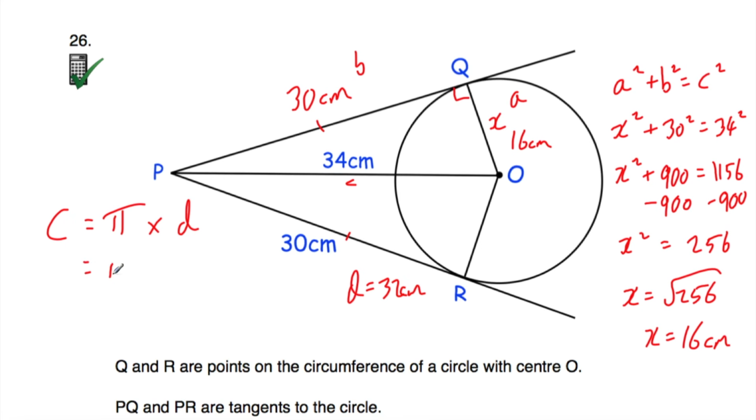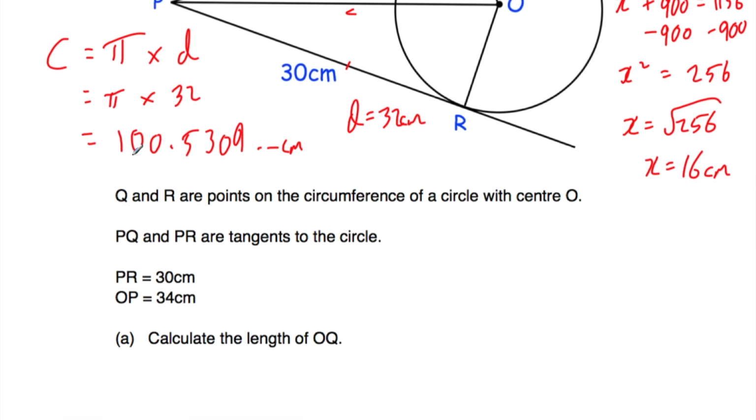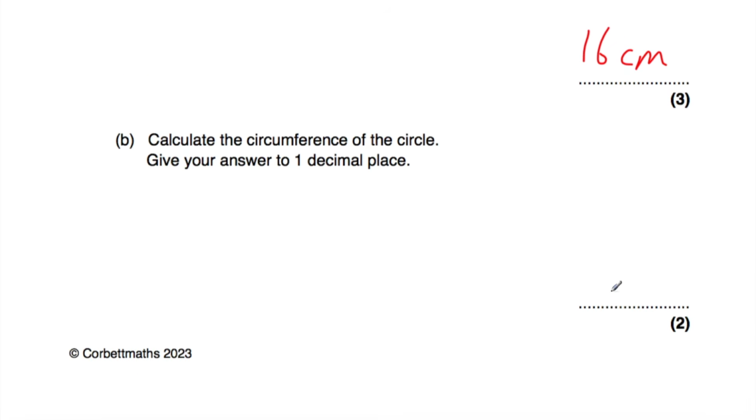So to find the circumference, we're going to do pi times 32. And pi times 32 would be 32 pi. It's a calculator question, so let's work that out. That's equal to 100.5309 and so on centimetres. Now, did the question tell us to give it to so many decimal places? 1 decimal place. So it's going to be 100.5 centimetres to 1 decimal place. 100.5 centimetres. And that's it.